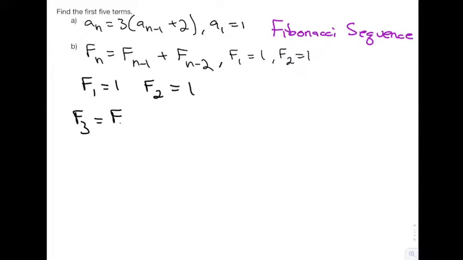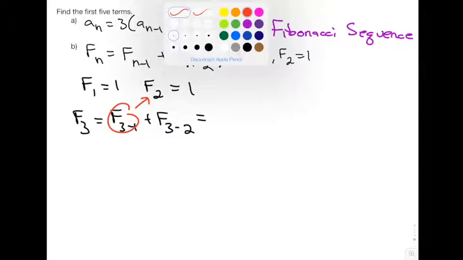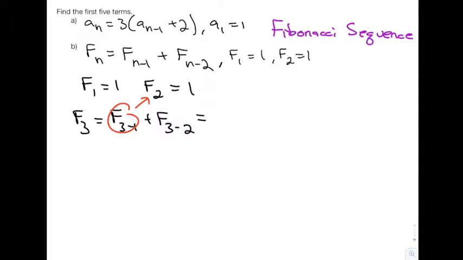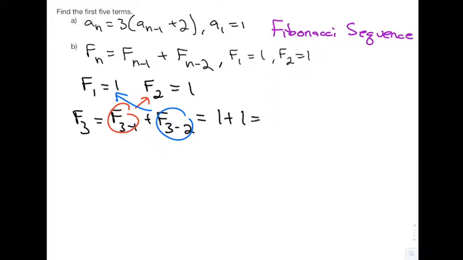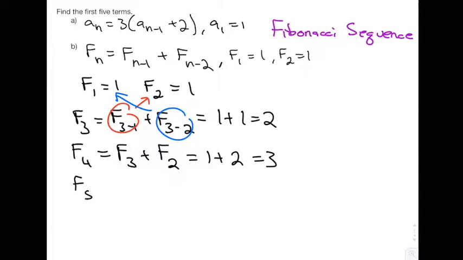So f3 will equal f sub 3 minus 1 plus f sub 3 minus 2. So 3 minus 1 will be our f2, and 3 minus 2 will be our f1. So we'll get 1 plus 1 equals 2. So that's the third term in the Fibonacci sequence. F sub 4 will have f sub 3 plus f2. So we'll grab the previous term and the one before it. So we'll have 1 plus 2 equals 3.